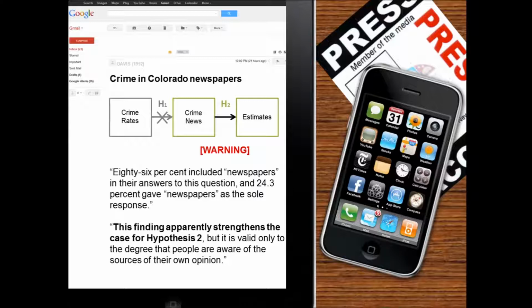So Davis concluded that even though that still doesn't necessarily prove causation, he felt a little bit more comfortable making the claim that crime news leads to estimates by the public, because the people self-identified the crime news as an important source of information about crime. So that's an important thing for your research too, even though you may not always be able to get the ultimate evidence. In fact, almost never will you have the ultimate evidence. But you can bolster your case by adding other elements.